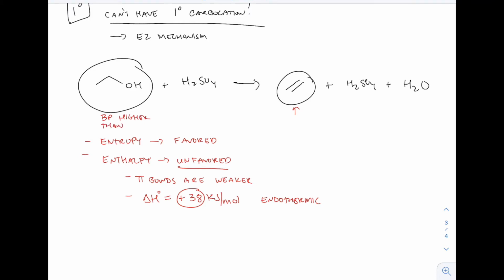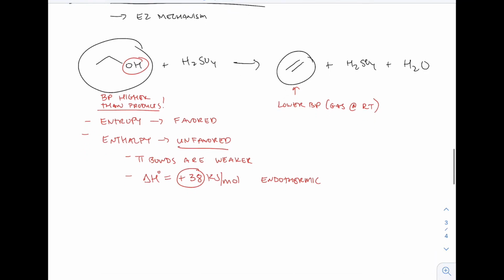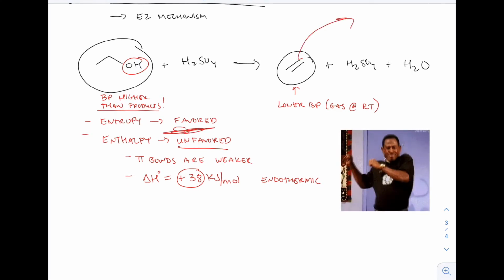So look at the starting material. This is an alcohol. It's got a higher boiling point than the products because we have the OH that can hydrogen bond, right? And alkenes, they can't hydrogen bond anymore, so they've got that lower boiling point. They also, in this case, are a gas at room temperature. This is just showing you how drastic those boiling points are. Ethanol boils at 78, the ethene is a gas, and it peaces out, okay?